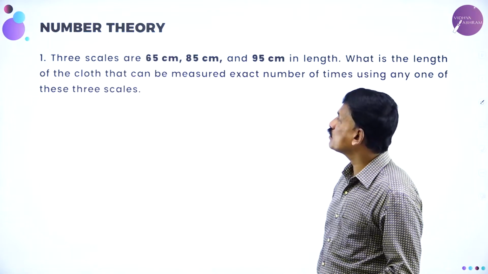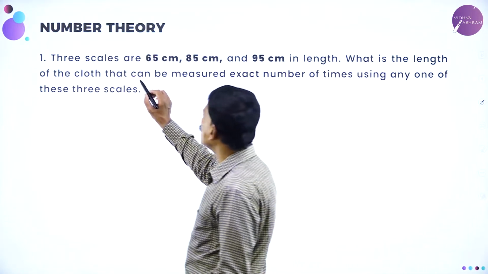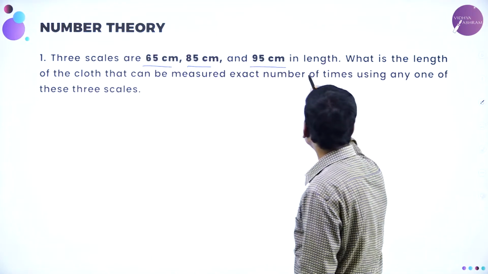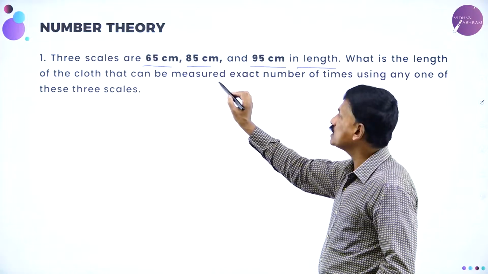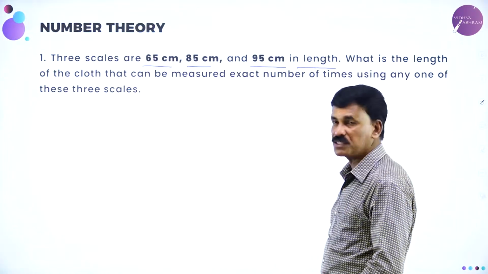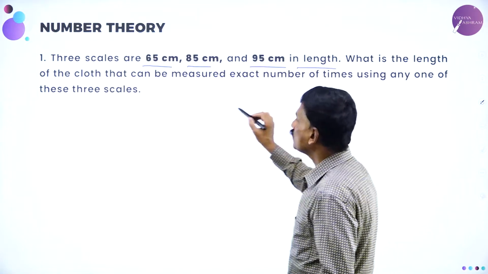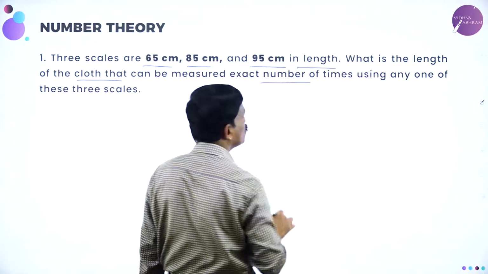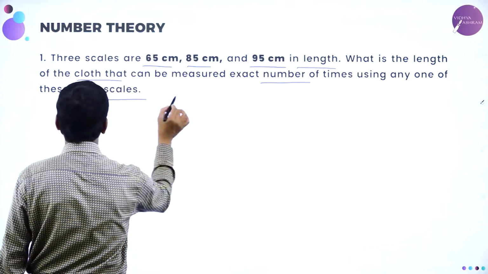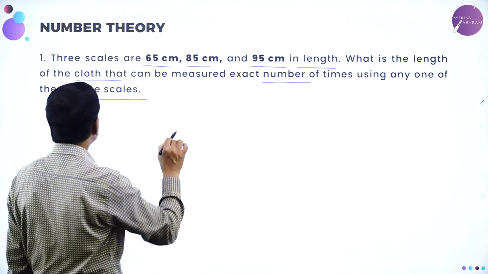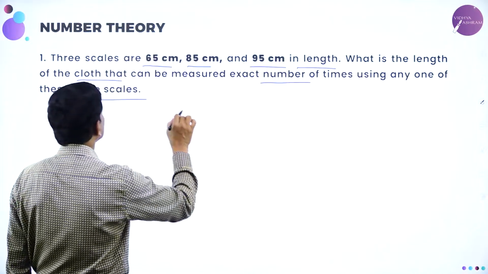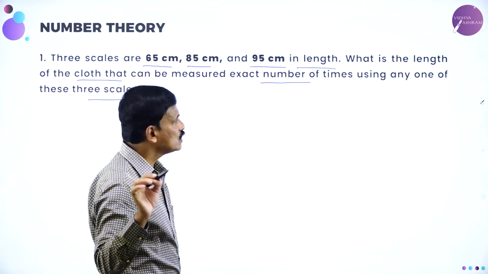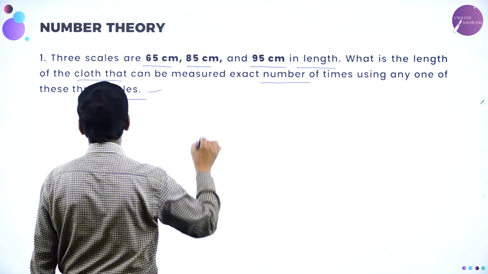Now let us take the statement problem. There are three scales, 65 centimeters, 85 centimeters and 95 centimeters in length. What is the length of the cloth that can be measured an exact number of times using any one of these three scales? We are going to measure the length of the cloth that can be measured an exact number of times using any one of these three scales.